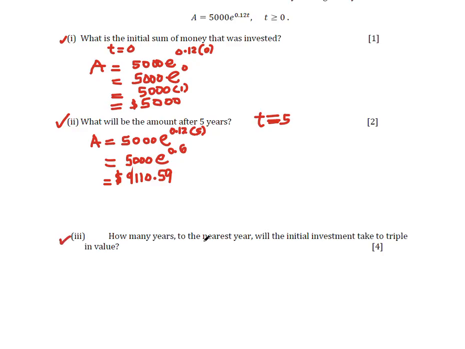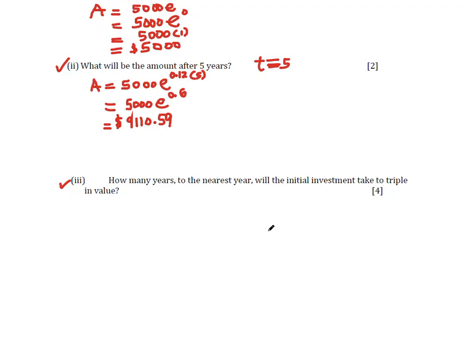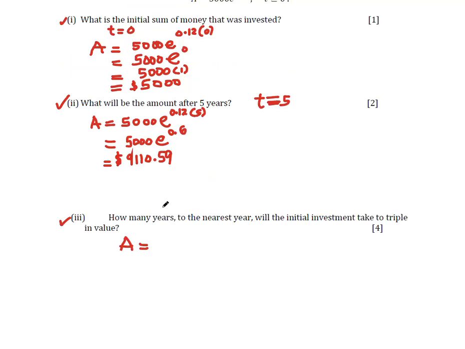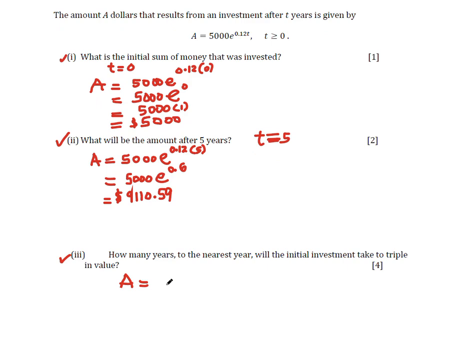Next, we're asked how many years to the nearest year will the initial investment take to triple in value? So in this case, we're asked to find the value of t, because we're asked to find after how many years the initial investment will triple in value. The initial investment was $5,000, so when it triples in value, it will become $15,000.